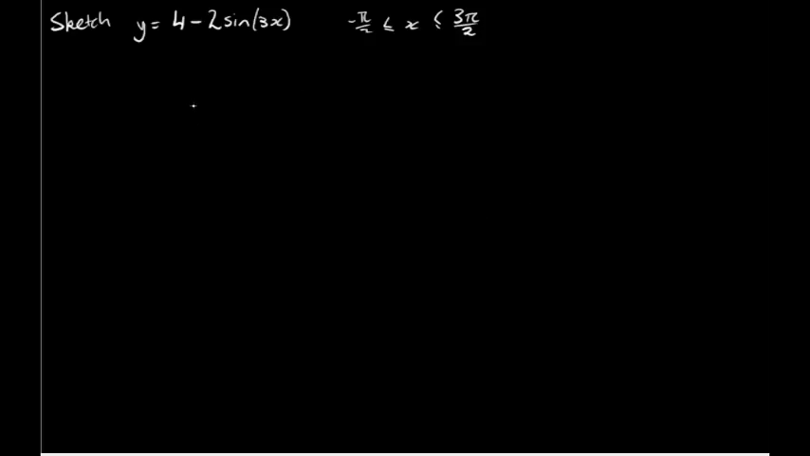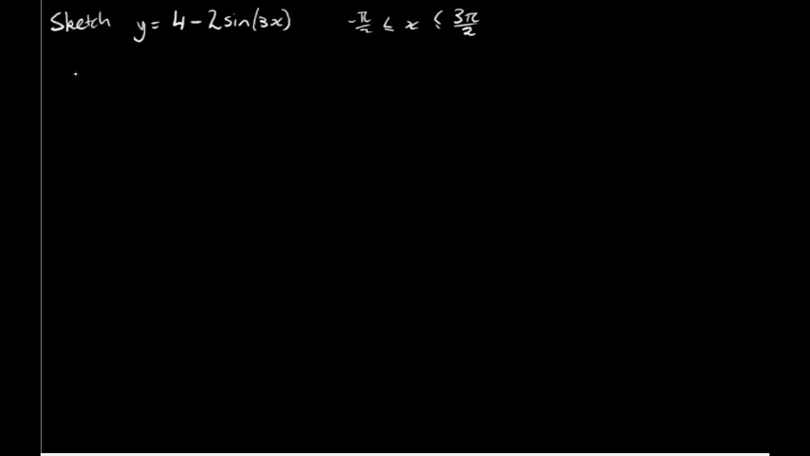In this video we're going to have a look at a sine graph and sketching that. So we've got the graph for 4 minus 2 sine of 3x between x values of minus pi on 2 and 3 pi on 2. Now just like before, we need to get some information so we are able to sketch this.